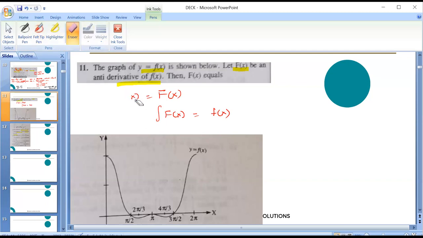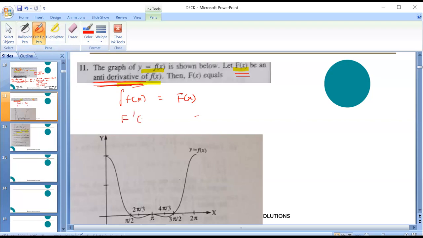But here see clearly, what did they give? Did they give you derivative or antiderivative? f of x is antiderivative. Antiderivative means integral. So integral of f of x is f of x. Okay. So what does that mean? If you take f dash x, it will be f of x. And f double dash x will be f dash x. This is what we know.